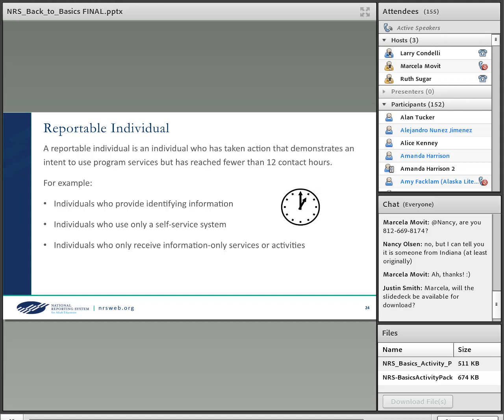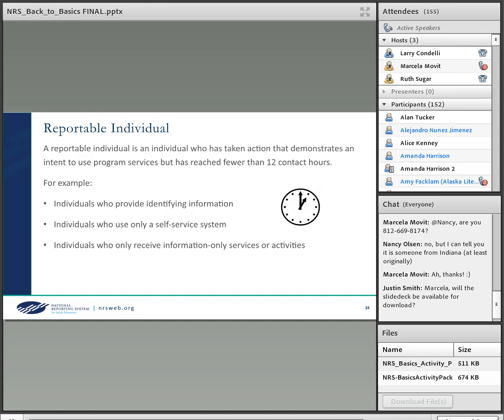So they might provide identifying information, they might use a self-service system, and they may only come for information. They show up for your programs, maybe they come to an orientation or to some kind of a recruitment activity that your program may have, but they don't stay 12 hours or more. And so they showed an interest to attend adult ed, took some action, but they didn't actually stay long enough to be a participant.